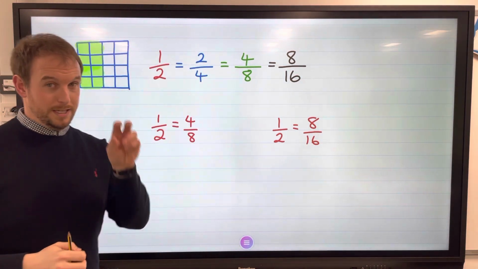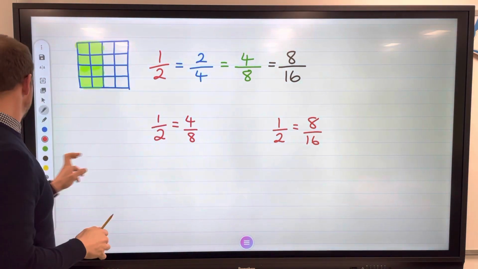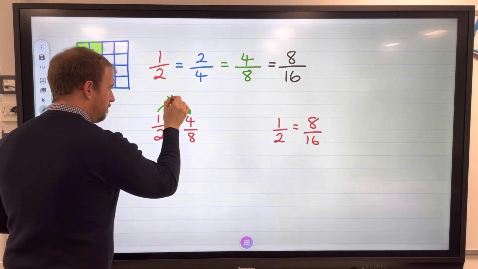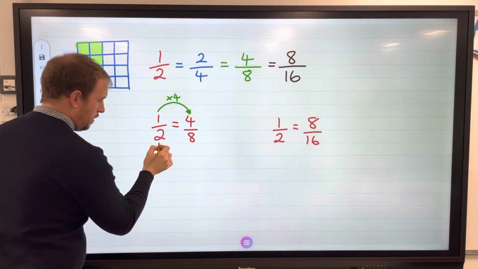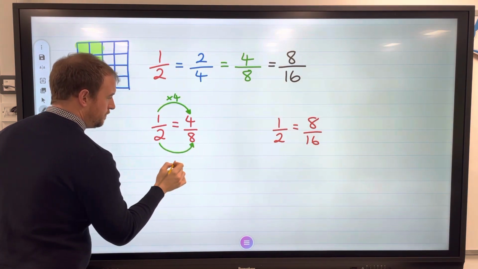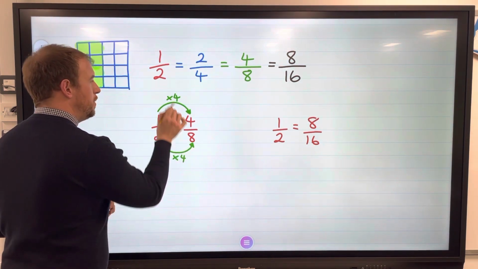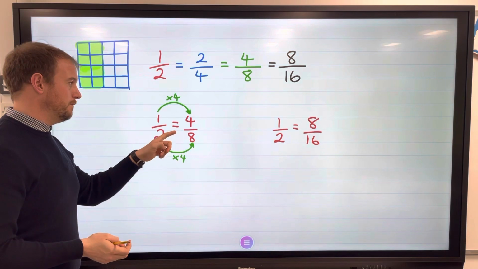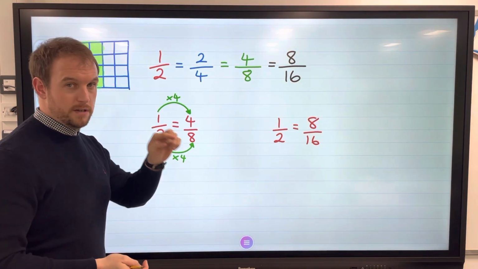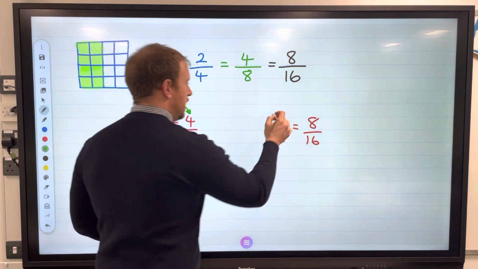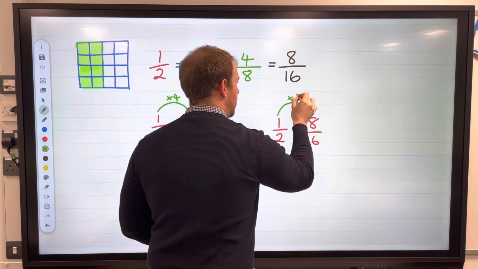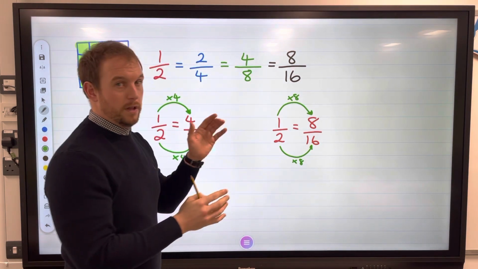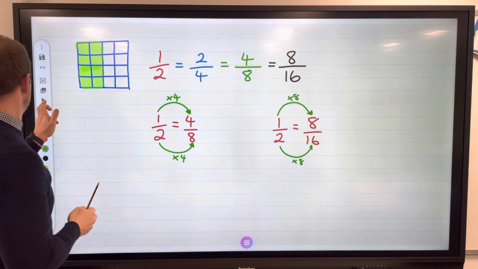But let's have a look at the actual digits. Let's look at the numerators first. What have I done to get from 1 to 4? I've multiplied it by 4. What have I done to get from 2 to 8? I've multiplied it by 4. Because we've multiplied both the numerator and the denominator by the same number, it would always be an equivalent fraction. To get from 1 to 8, we multiplied by 8. To get from 2 to 16, we multiplied by 8. So therefore, they are equivalent fractions.